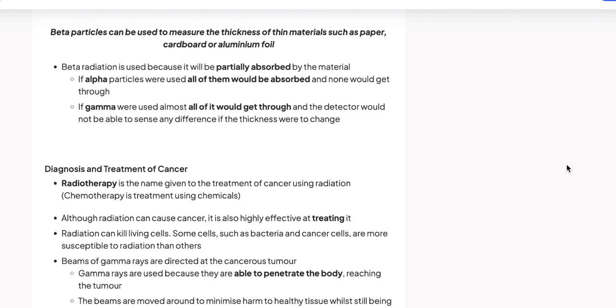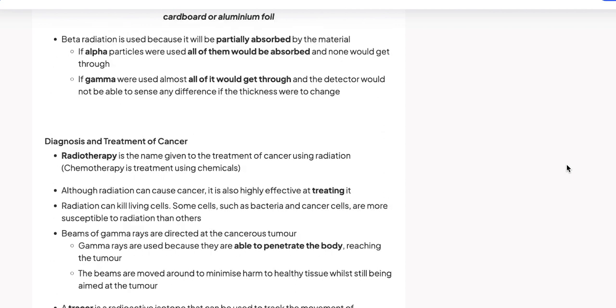Now, beta radiation is used because it will be partially absorbed by the material. That's why we use beta particles. If alpha particles were used, all of them would be absorbed, right? Because some beta particles can pass through the aluminum foil, but alpha can even be stopped by a sheet of paper. All of them will be absorbed by a sheet of paper.